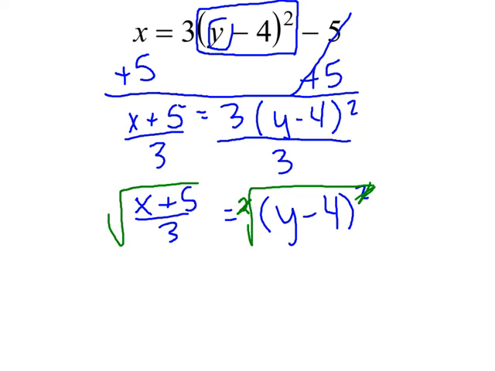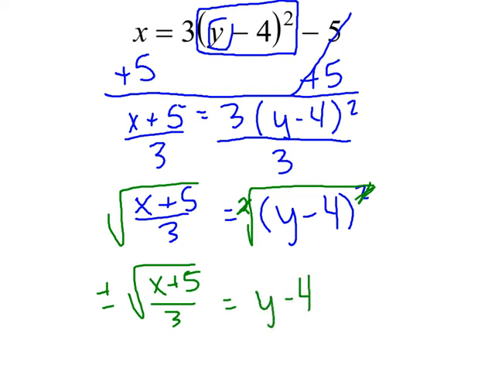Okay, so now x plus 5 divided by 3, and that's the square root of that. Remember, since we don't have context, this is technically addition and subtraction. If we were talking about distance or something that we can measure, we typically only follow with the positive solution. And then this y minus 4 pops out.